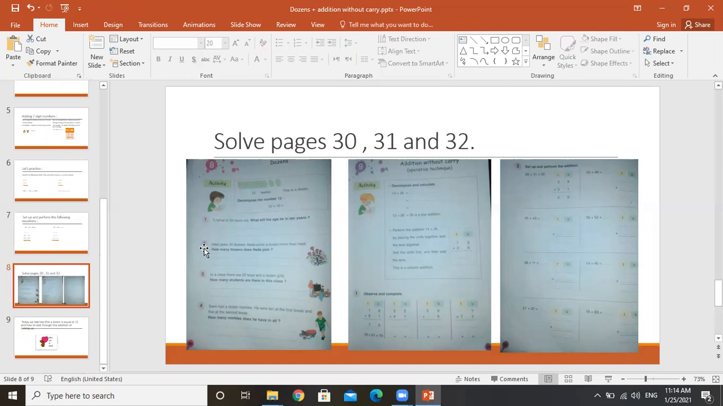Then in number 2, Hadi picks 20 flowers. Nada picks a dozen more than Hadi. We have a dozen. And more is a keyword of addition or subtraction. You should know. Then you should write the equation on the first line and the complete answer in the second line. Number 3. In a class, there are 20 boys and a dozen girls. How many students are there in the class? You should know.